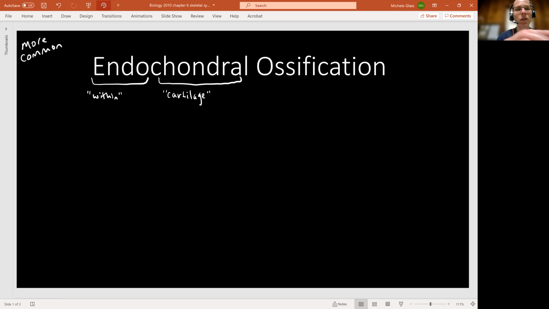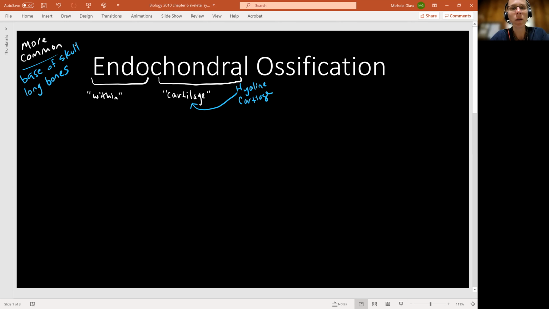The significant thing here is that we are starting with our framework, which is going to be hyaline cartilage. And we mentioned that it's more common. So we're going to see pretty much everything except those few bones we mentioned in the previous video. Our book just says base of the skull, long bones. I think when it says base of the skull, it's talking about everything below the skull, with the exception of the clavicles, right?